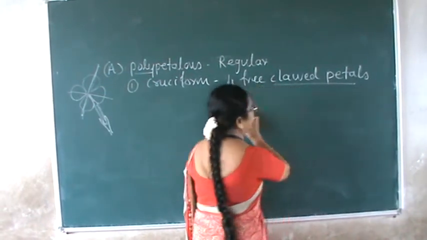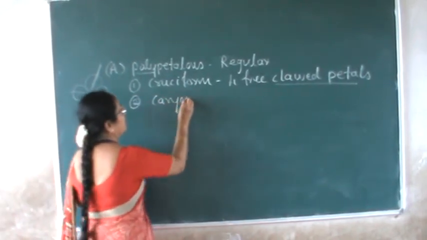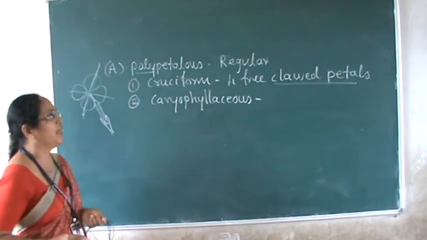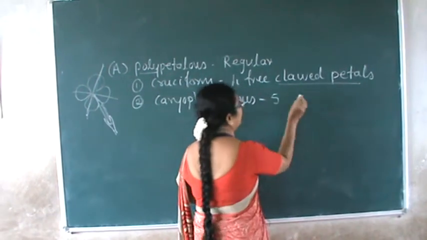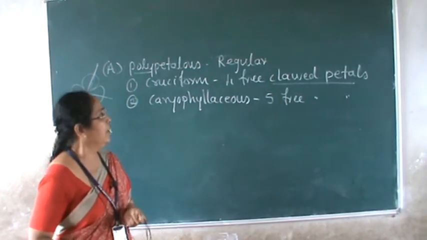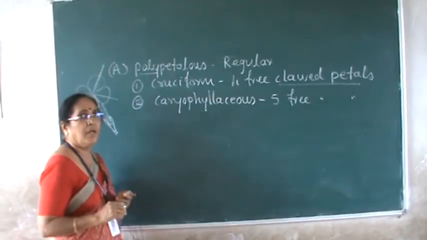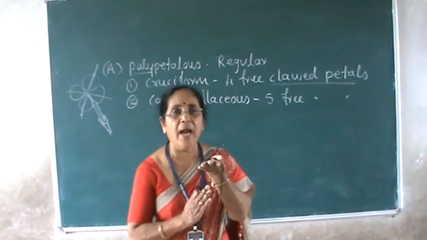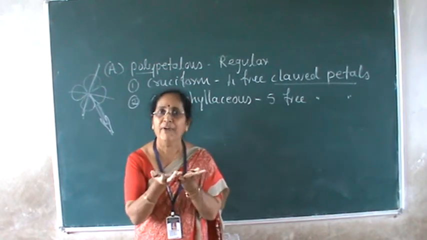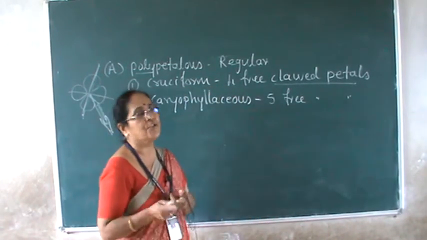Okay? Then, the next shape, caryophyllaceous shape of the corolla. Here, the petals are 5 in number, 5 free clawed petals, which are free in nature. All petals are clawed, but the limbs of the petals are at right angles to the claw. They spread in the outward direction. The limbs of all 5 clawed petals spread outward and lie exactly at right angles to the claw.